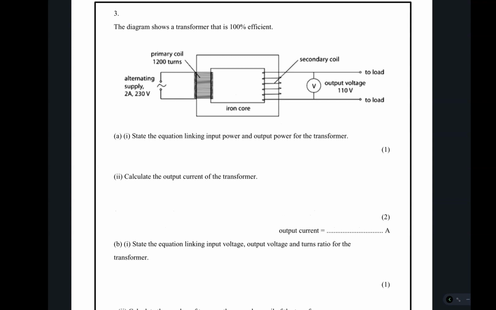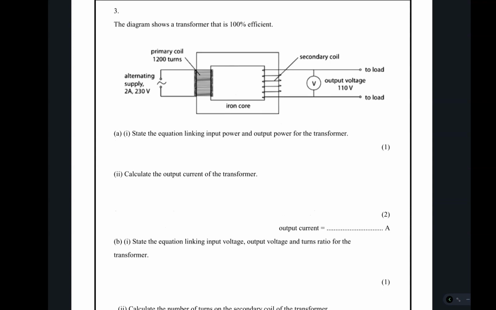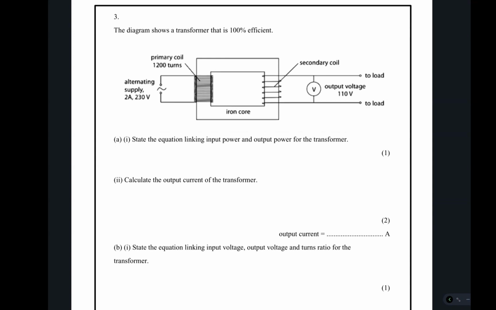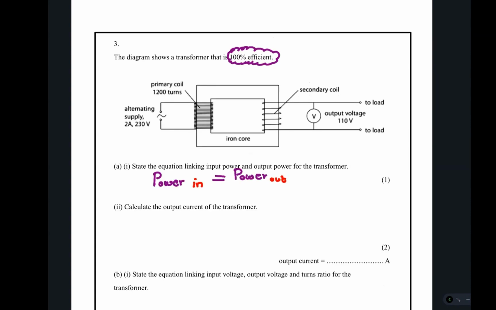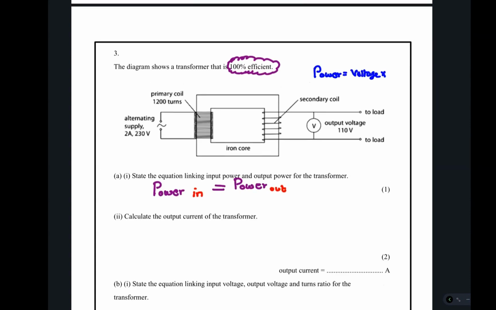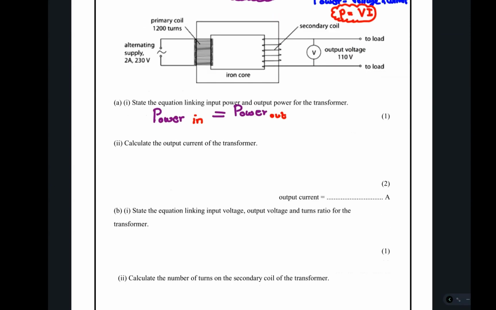State the equation linking input power and output power of the transformer. Here we are going to say power in equals power out. Don't forget that. That's the first thing you need to remember as far as a transformer is concerned. But power is given by voltage times current, which is P equals VI. And we're going now to calculate the output current in the transformer.